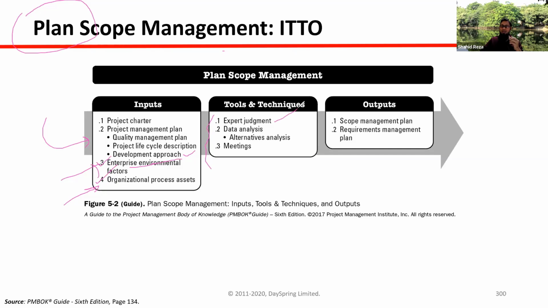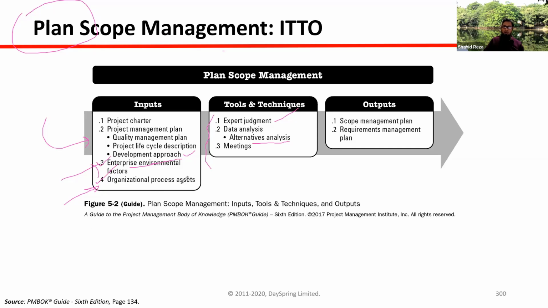In planning, we use expert judgment and also alternative analysis. What is alternative analysis? I have already discussed. That means setting or planning plan A, B, C. If plan A is not effective, then we can easily switch to plan B. So these things we have to analyze.